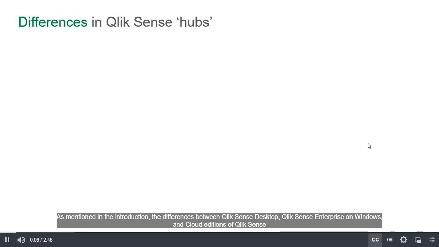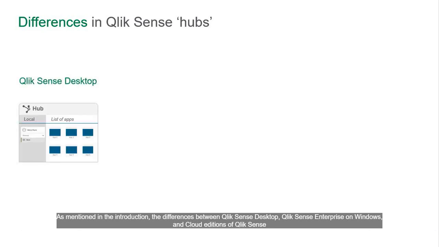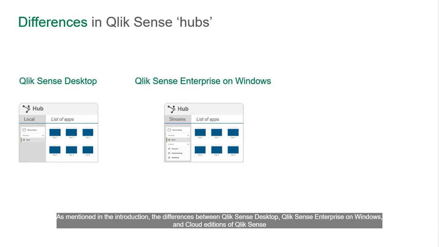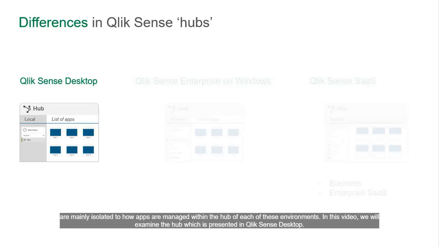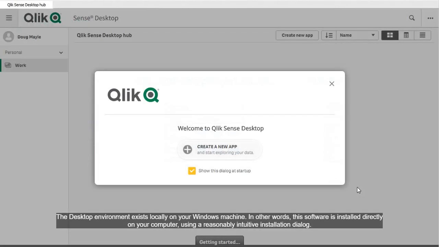As mentioned in the introduction, the differences between Qlik Sense Desktop, Qlik Sense Enterprise on Windows, and cloud editions of Qlik Sense are mainly isolated to how apps are managed within the hub of each of these environments. In this video, we will examine the hub which is presented in Qlik Sense Desktop. The desktop environment exists locally on your Windows machine.